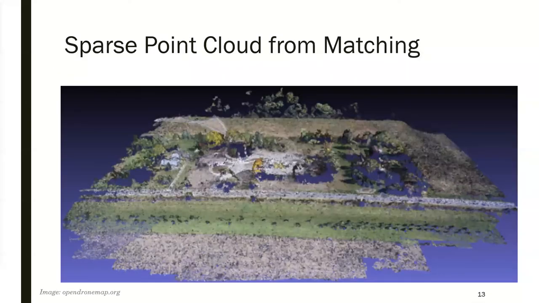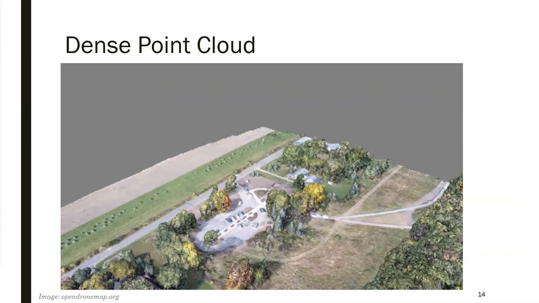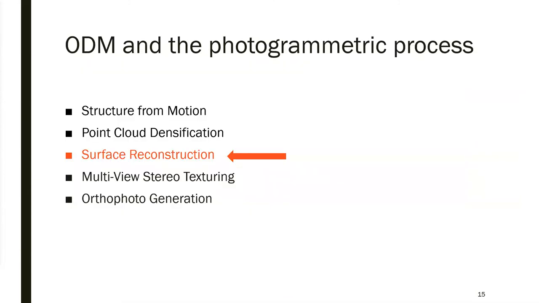So you have a few points here, and then your dense point cloud is based on some of that initial mass. It just fills in a lot of the intermediate points there. So that's the dense point cloud. The next step is surface reconstruction.